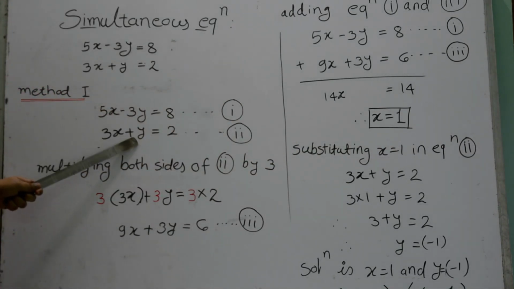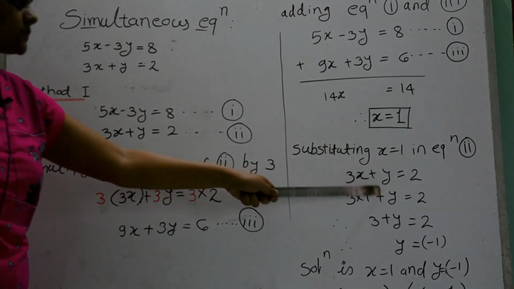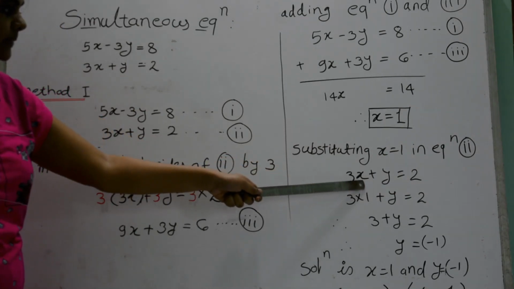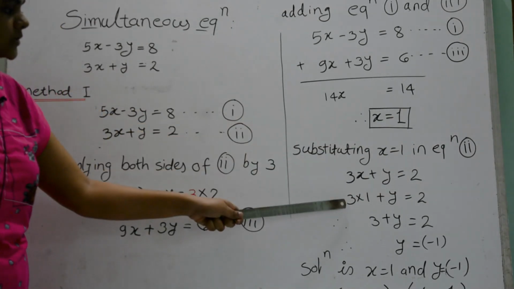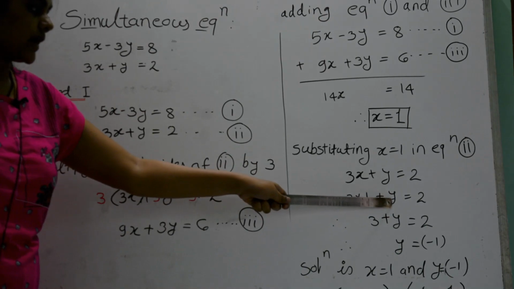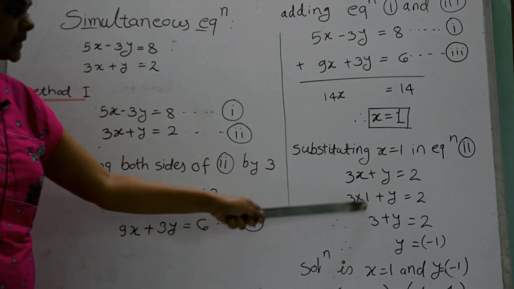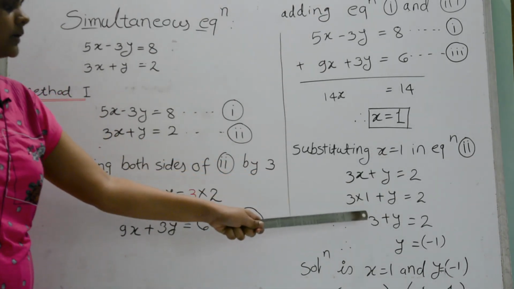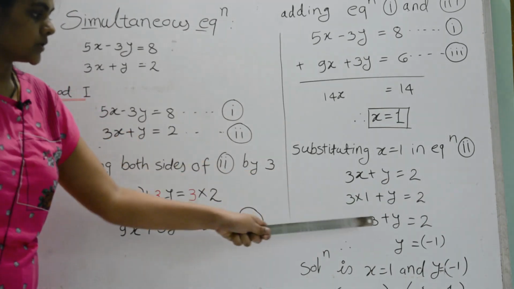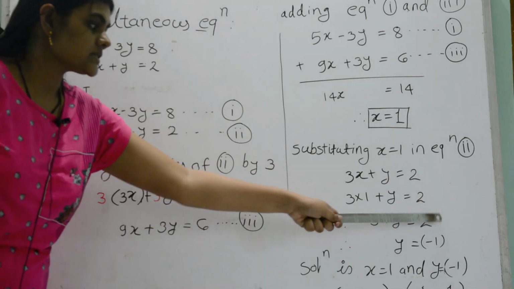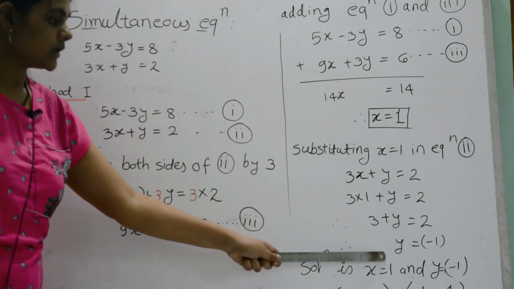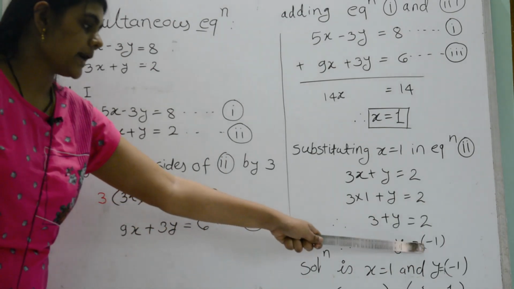What is my equation 2? It is 3x plus y equal to 2. What is the value of my x? x is 1. So 3 into 1 plus y equal to 2. That is 3 plus y equal to 2. When 3 goes there, it will become minus 3. 2 minus 3 is minus 1. So what is my value of y? y is equal to minus 1.